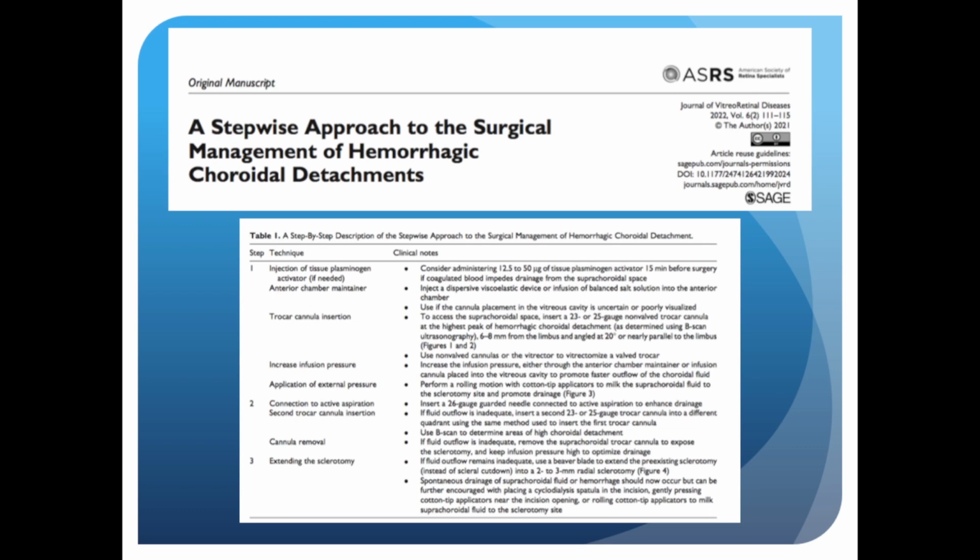According to the American Society of Retina Specialists, a stepwise approach of surgical management is also published in the Journal of Vitreoretinal Diseases. If required, sometimes an injection of tissue plasminogen activator, around 12.5 to 50 micrograms, can also be given just 15 minutes before vitrectomy so that the hemorrhage can be dissolved and liquefied. If you're not able to see the cannula, we can go for anterior chamber maintainers.